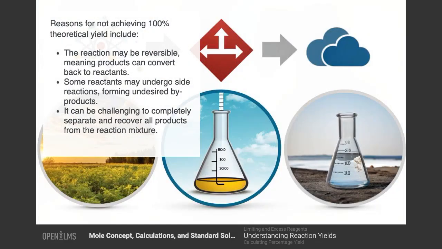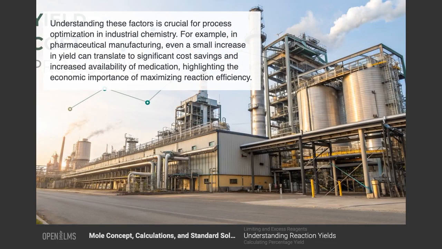Reasons for not achieving 100% theoretical yield include: the reaction may be reversible, meaning products can convert back to reactants. Some reactants may undergo side reactions, forming undesired byproducts. It can be challenging to completely separate and recover all products from the reaction mixture. Understanding these factors is crucial for process optimization in industrial chemistry. For example, in pharmaceutical manufacturing, even a small increase in yield can translate to significant cost savings and increased availability of medication, highlighting the economic importance of maximizing reaction efficiency.